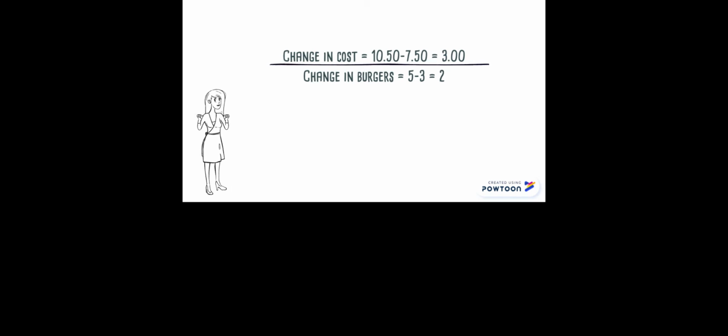So what we're going to do is take first the input, the change in burgers, 5 minus 3, which is 2 burgers. That's the input because that results in the change in price. Now, the change in price is $10.50 minus $7.50, which is a difference of $3. Now that we know the change in output and input, we can divide, and we'll divide 3 by 2, which is going to give us a cost of $1.50 per burger.